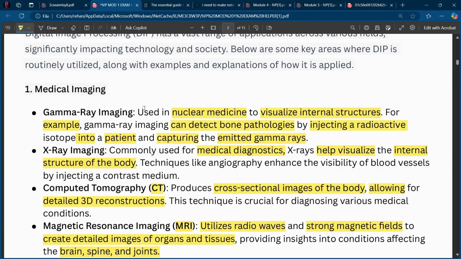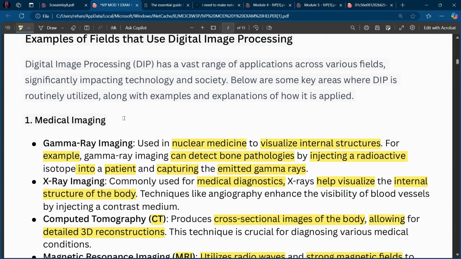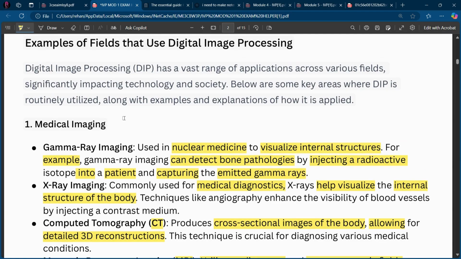Firstly, we have medical imaging. Before that, we'll see that DIP has a vast impact. Every time before writing the fields, you have to write that it significantly impacts technology and society. This you have to write. It is widely used in many places and has great importance. Then start explaining how it is applied or utilized.